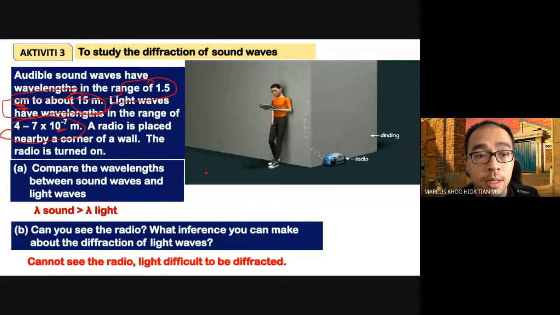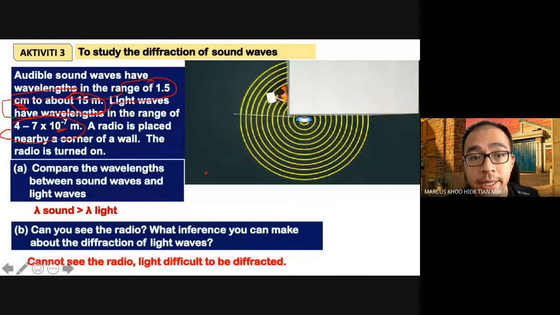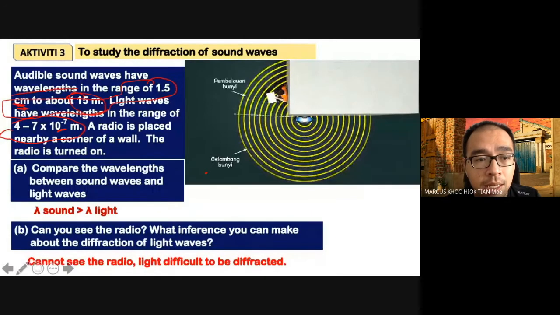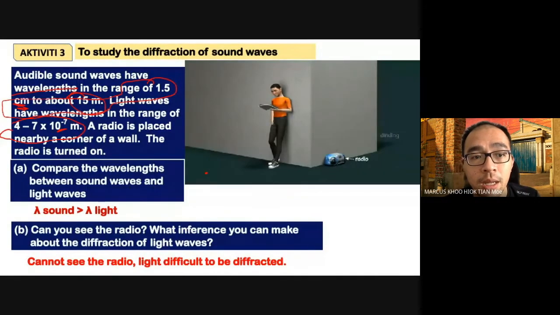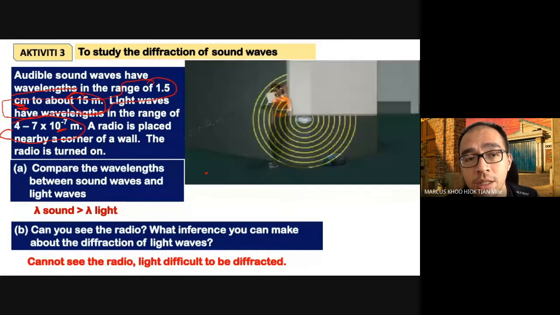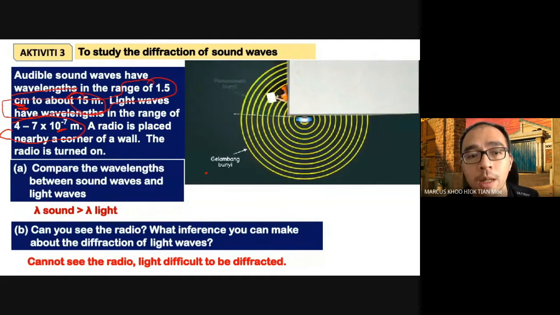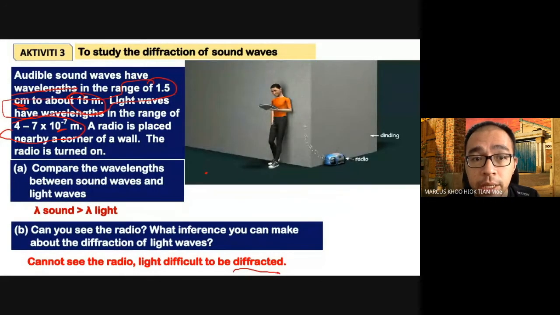We cannot see the radio because light is very difficult to diffract. Obviously also because it's hidden behind the wall. But one of the things that we need to remember is that since light waves have such small wavelengths, light is very difficult to diffract. That is the inference that we can make about the diffraction of light waves.